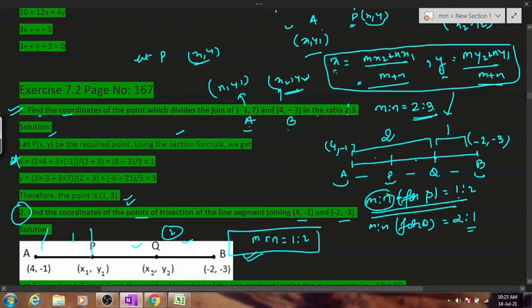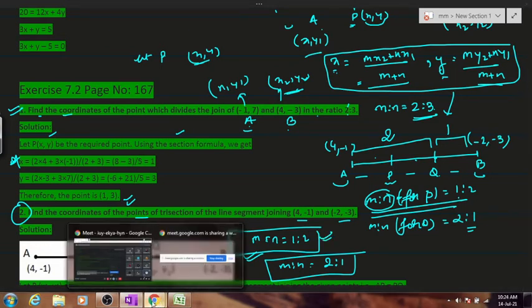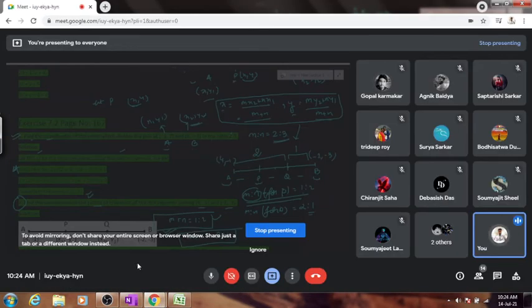For point P, P is dividing AB in the ratio of 1 is to 2, right? And Q is dividing AB in the ratio of, see, 1 part, 2 parts. So M is to N for finding Q will be 2 is to 1. Agreed or not? Understood? Keep Q aside now, find P. For P, your M is to N will be 1 is to 2. Hurry up. Now clear? Gopal?